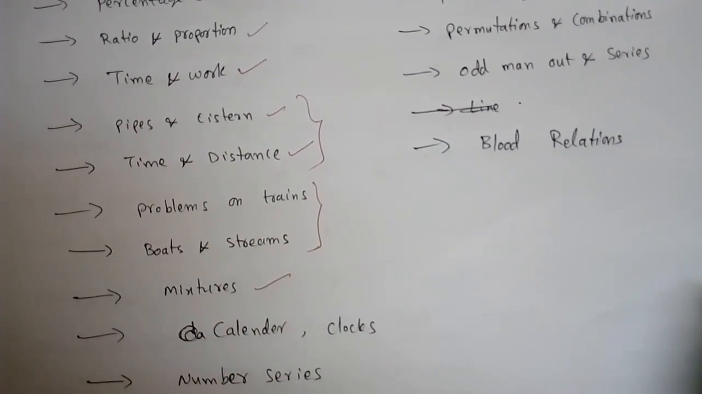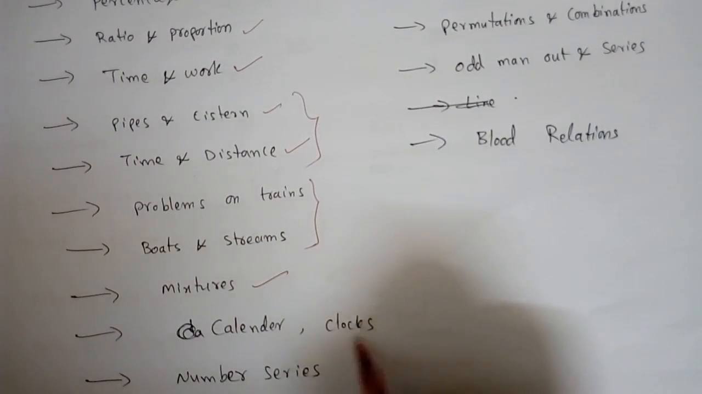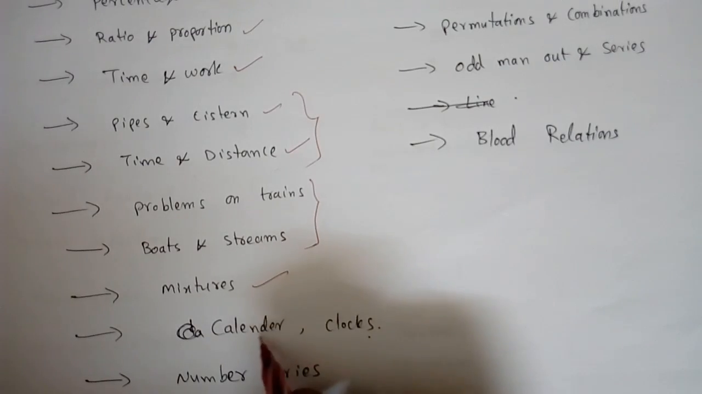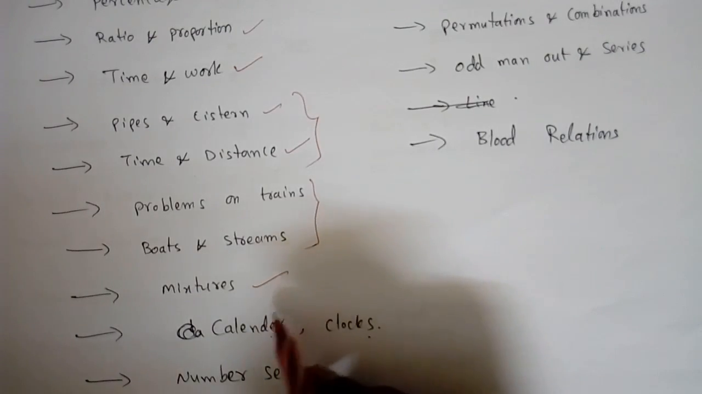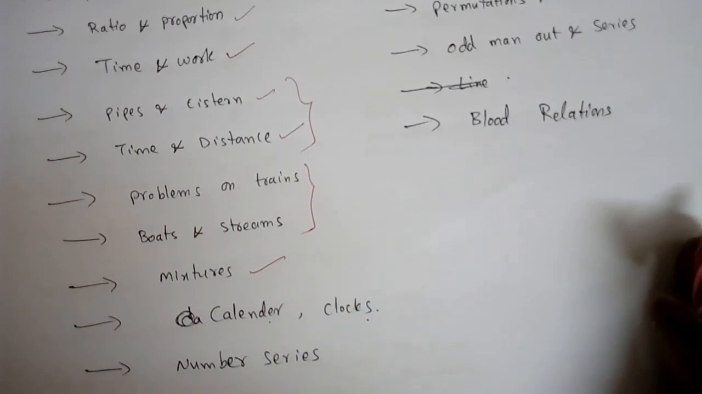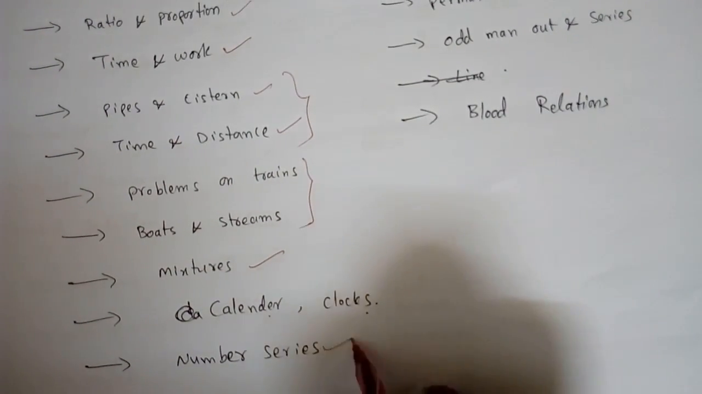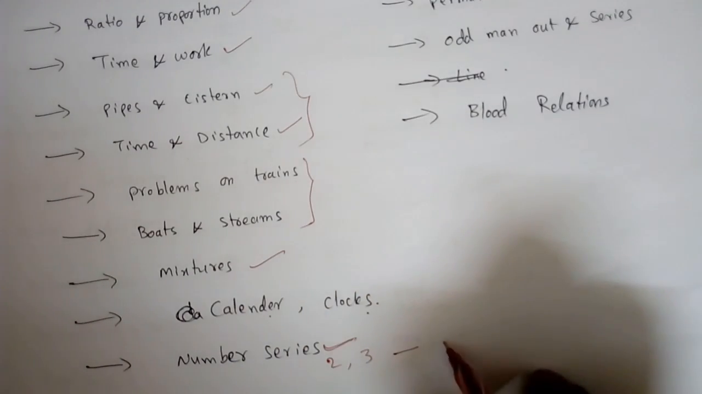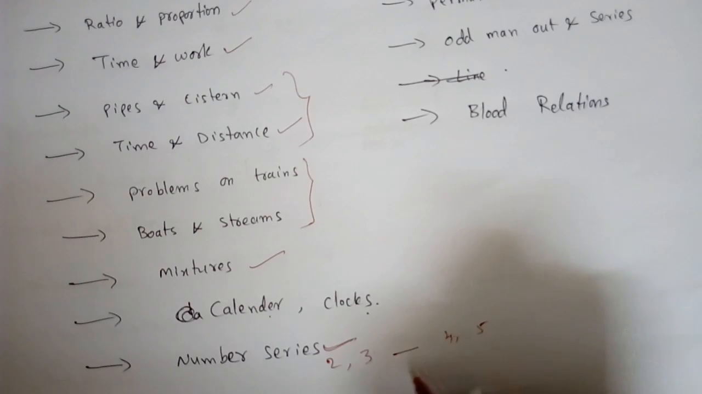Now calendar and clocks. In GATE 2016, one question on the clock was there. Sometimes they ask it on the calendar: on what date, what is the day, Saturday or Sunday, something like that. Then most frequently, number series will also come, with a missing number, and so on.